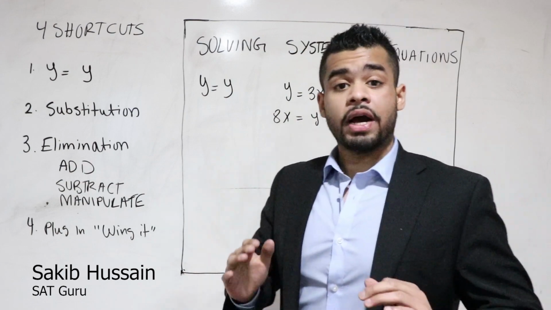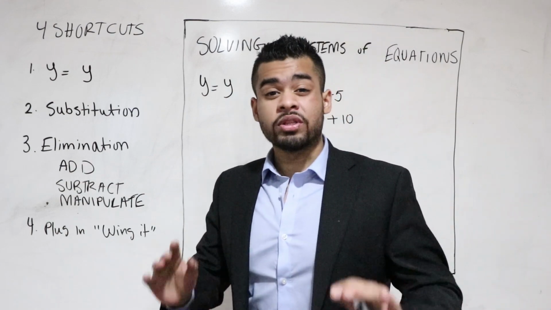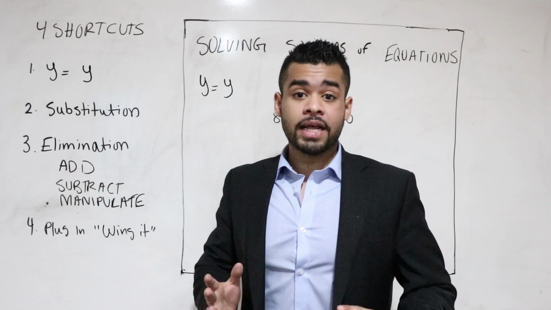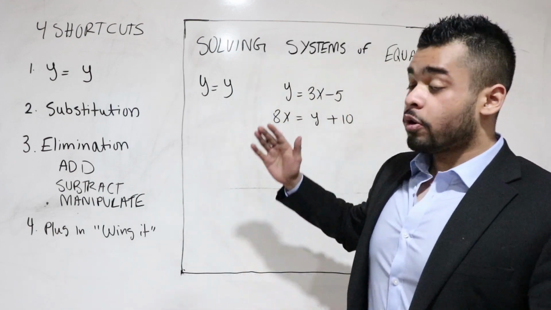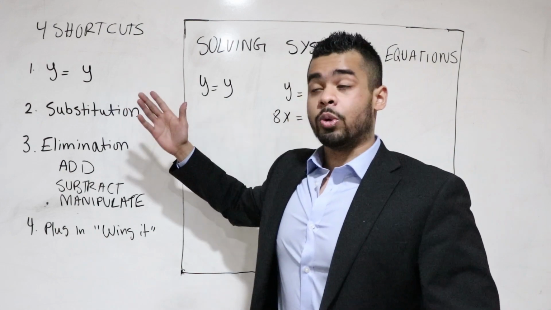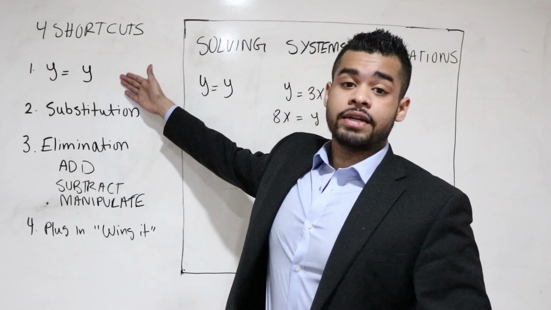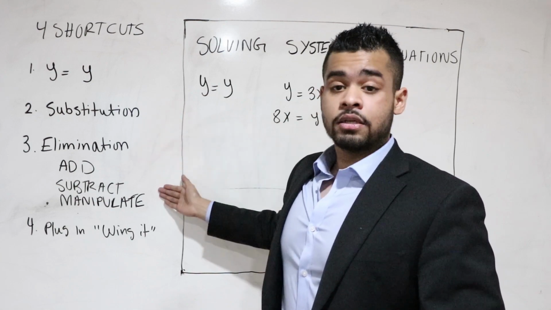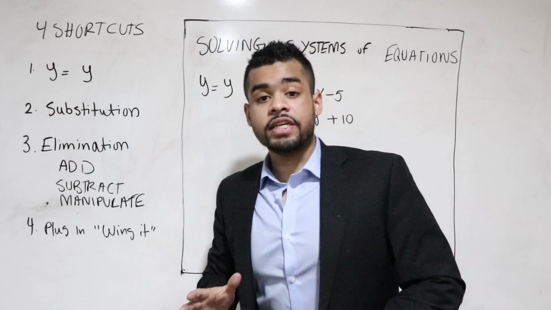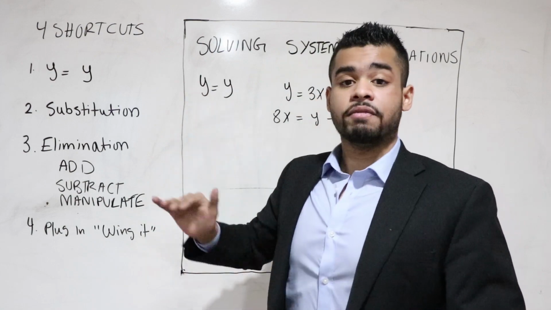Here I'm going to teach you how to solve systems of equations, one of the most classic SAT math problems. It's going to come on the real test no matter what. There are 4 different ways we can solve systems of equations: set it equal to each other, substitute whatever they give you, eliminate, and then plug it in. I'm going to teach you how to do each one of these in different examples.